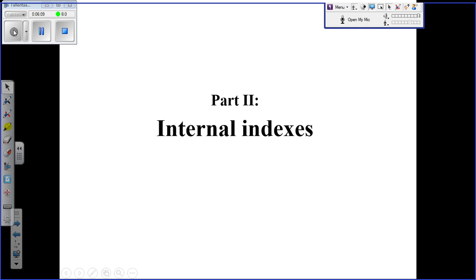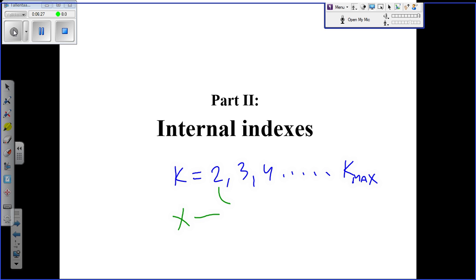Okay, so let me repeat just in case. What we are going to do is to have 2, 3, 4 up to some upper limit, let's say k max number of clusters. We have the data here, feed the data and feed the k into the clustering algorithm. Is it k-means or something else? That's the input, and then as output we have the clusters.